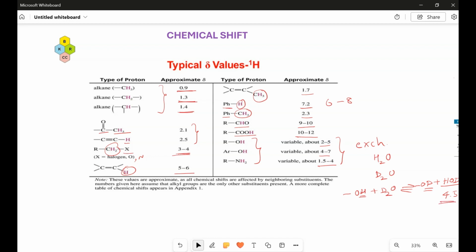So you can easily find these exchangeable protons by doing the deuterium exchange. On deuterium exchange, you'll get HOD. This HOD will be around 4.5. So you can easily identify them. So these are the typical values.